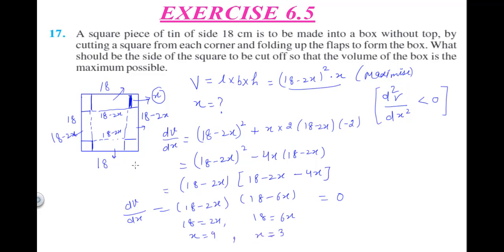So just see, in case you take x as 9, if you cut 9 from the top and 9 from the bottom, the total is 18 only. So the total will be cut off. So 9 is not possible, because you can't cut a square of 9 centimeter side from the corners, because the sheet itself is made up of 18 centimeter sides, right? So x value will be 3. Now we have to prove that at x equals 3, we have the maximum volume.